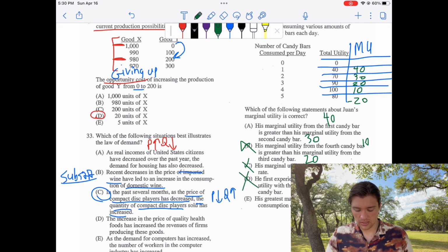Your greatest marginal utility comes from the fourth candy bar. Nope, your greatest marginal utility comes from the first one. So it's not that one. Your answer is A.